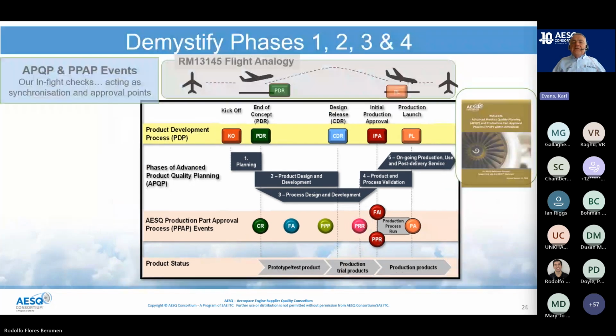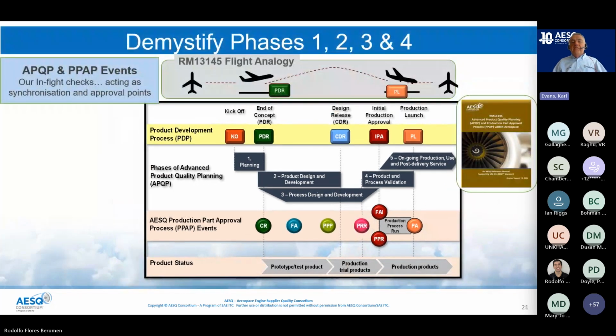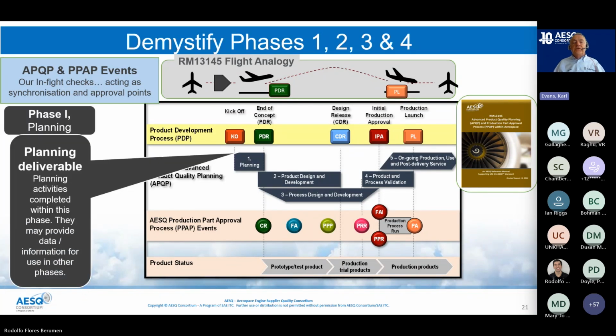So, taking that framework one more step further, what's actually going on in these different phases? Well, when we talk about phases in APQP, these are the little bars represented on this graphic. There's phase 1, 2, 3, and 4. You can read them from what you can see on screen.